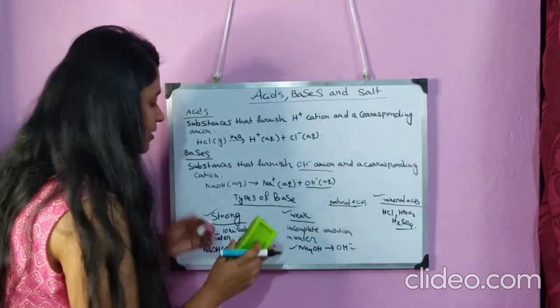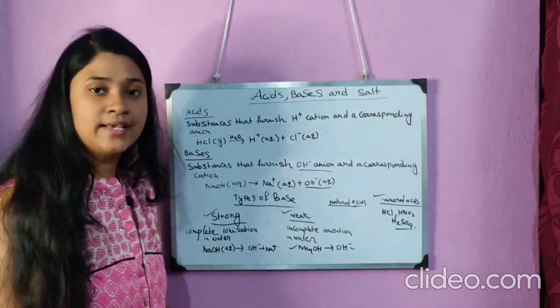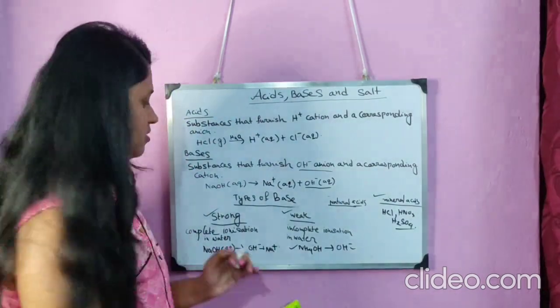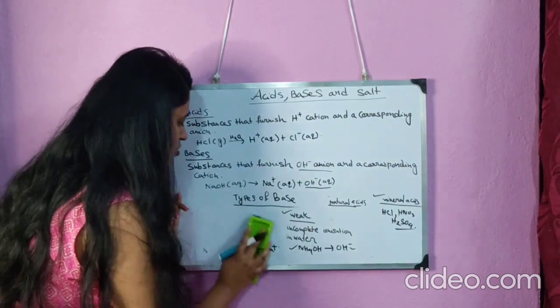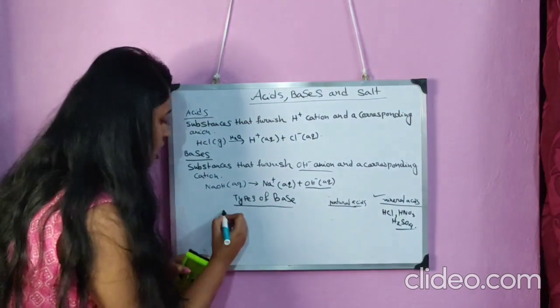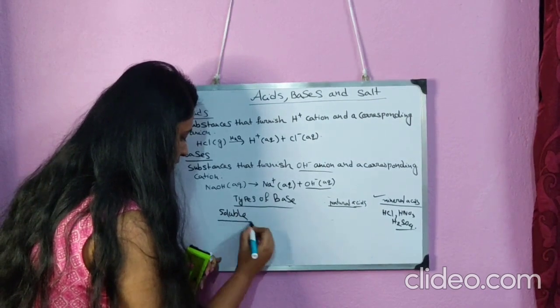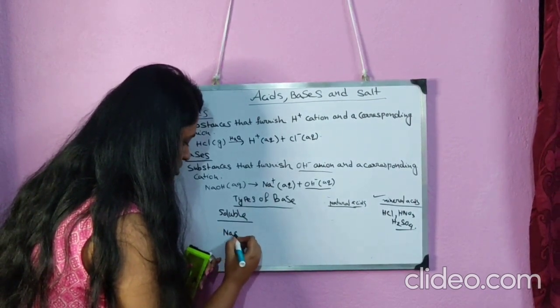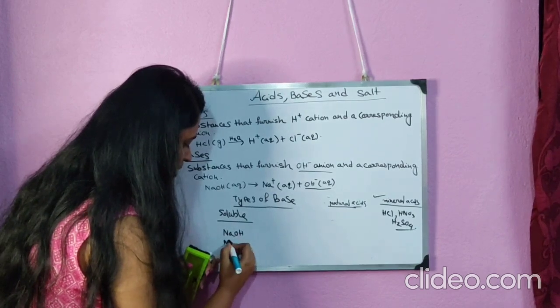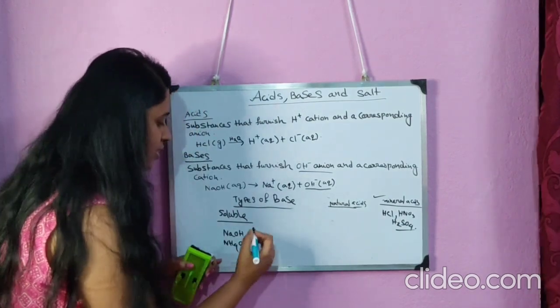Okay. Another important type of bases are insoluble base and soluble base. So we have to know what is insoluble base and soluble base. Soluble bases are those bases which will be completely soluble in water. The example is NaOH, or we can say NH4OH, ammonium hydroxide. Both will be completely soluble in water.